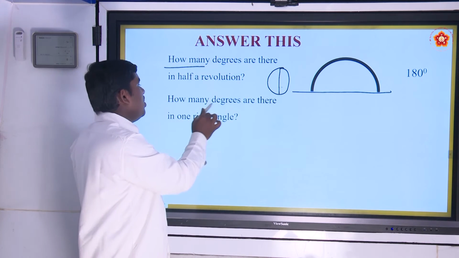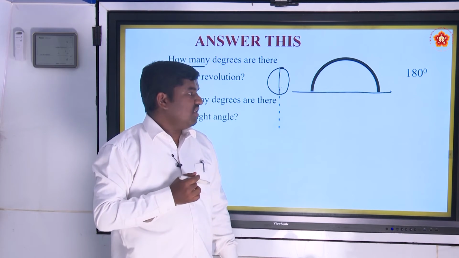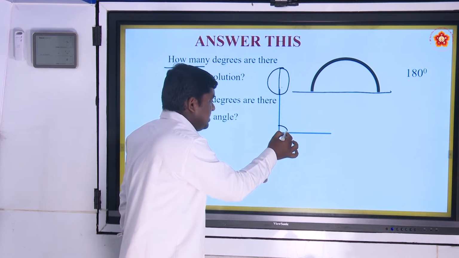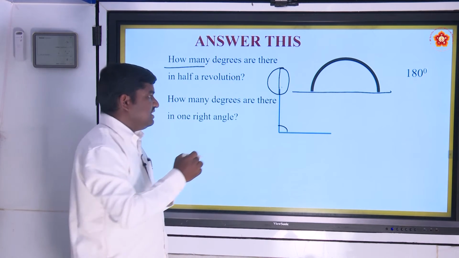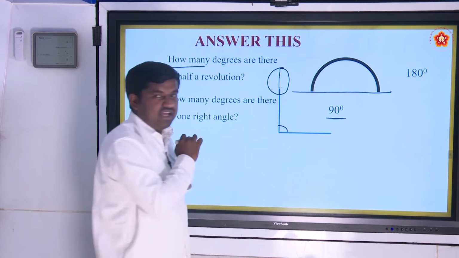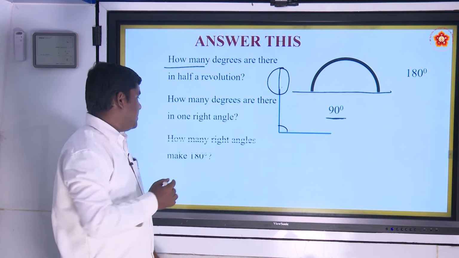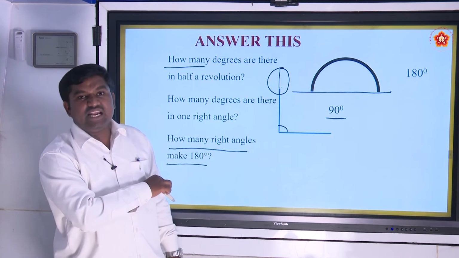Next, second one, how many degrees are there in one right angle? You know the right angle. See, this angle is right angle. What is the angle? Yes, this is 90 degree. By using protractor we can measure. This is 90 degree.